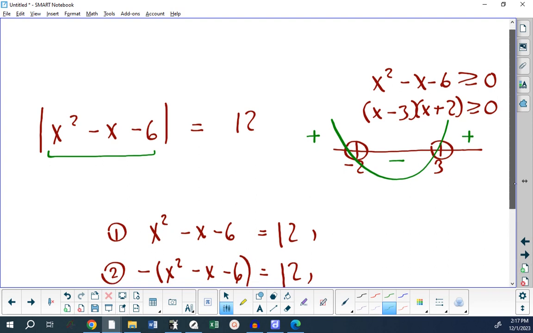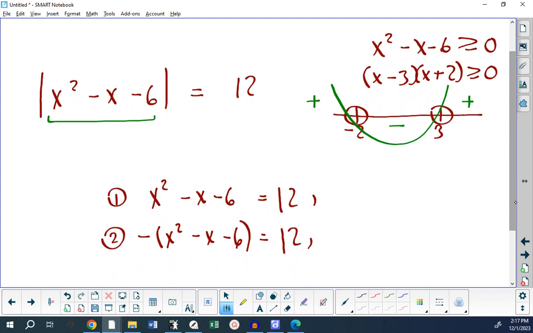So what's your domain for the first equation? X is less than or equal to negative 2. X is greater than or equal to 3. And for equation 2, it's negative 2 is less than x, which is less than 3. I'm not going to finish this because, quite frankly, I think I've chosen an example here that would require the quadratic formula for each of these. Maybe not for the second one. I think the second one would be factorable.